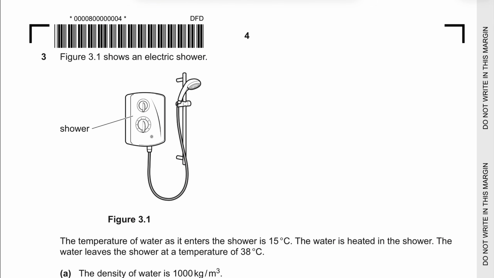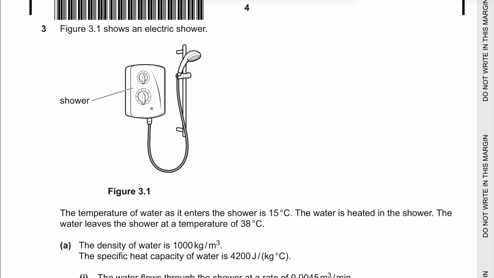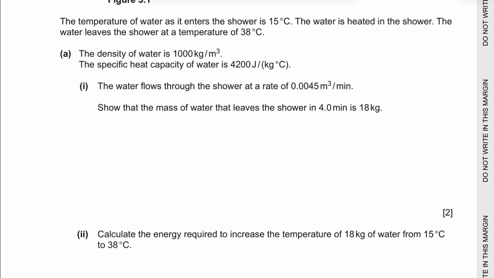Next, question 3. Figure 3.1 shows an electric shower. The temperature of water as it enters the shower is 15 degrees Celsius. The water is heated in the shower. The water leaves the shower at a temperature of 38 degrees Celsius. The density of water is 1000 kilograms per meter cubed. The specific heat capacity is 4200. Part 1 of the question: the water flows through the shower at a rate of 0.0045 meter cubed per minute. Show that the mass of water that leaves the shower in 4 minutes is 18 kilograms.